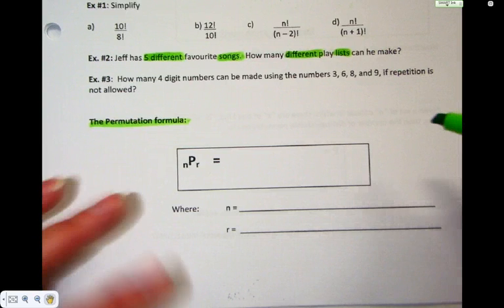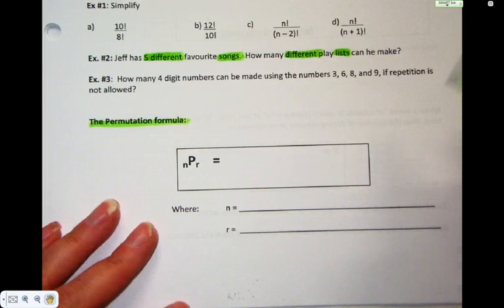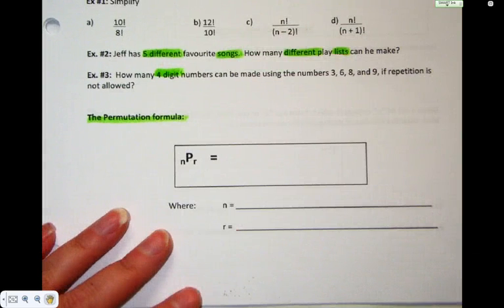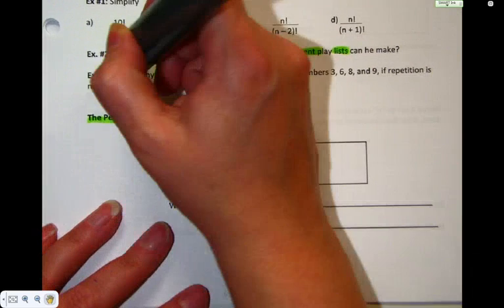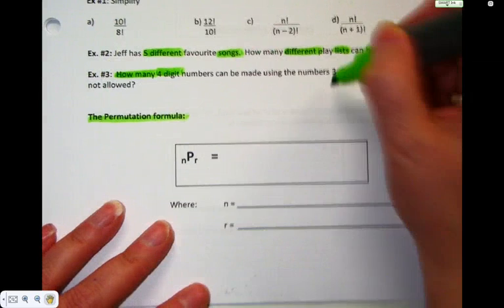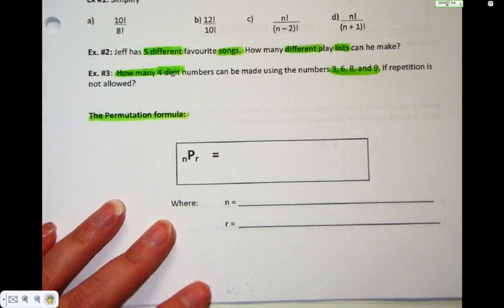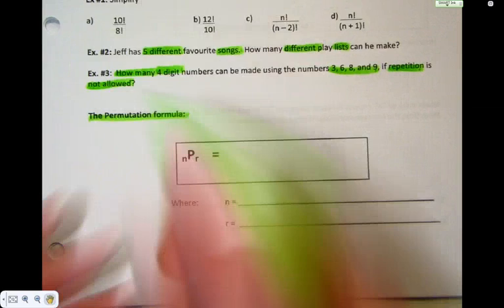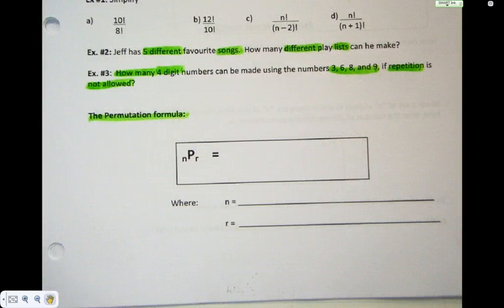You're telling me what to highlight. 4 digits. How many? Repetition is not allowed. What are the restrictions in this question? Not repetition. Only those numbers. Only 4 digits. So we have 3 different restrictions going on here.